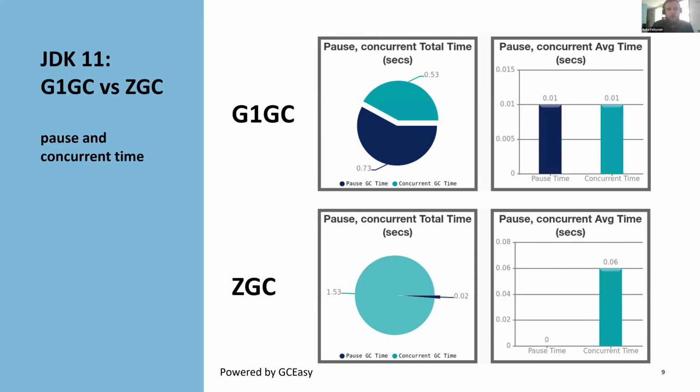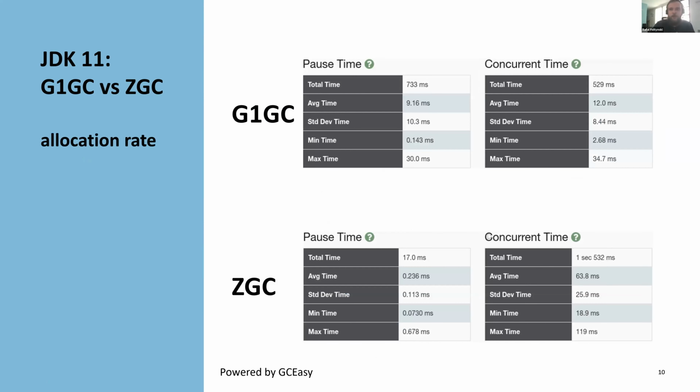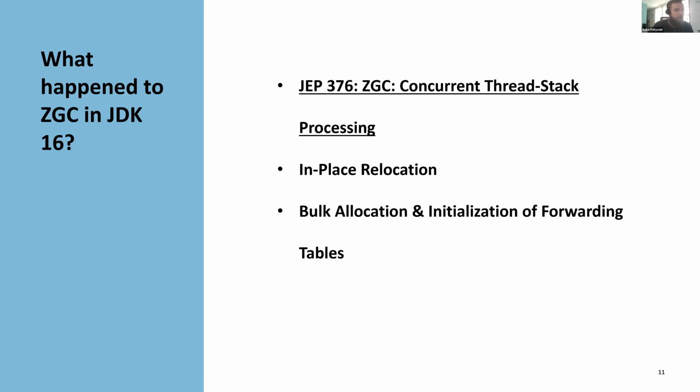Looking further, at the breakdown of pause and concurrent time, ZGC spends a lot more time in a concurrent phase, which is mainly caused by moving a lot of stuff that was usually done in the stop the world phase to some concurrent threads, which eventually brings down the total time spent in G1 versus ZGC from roughly 700 milliseconds to 17 within this 2-minute period that was needed to execute this test. So how did ZGC make it happen?